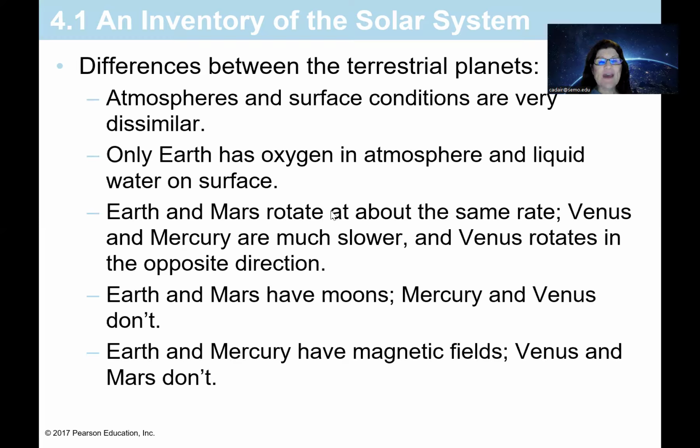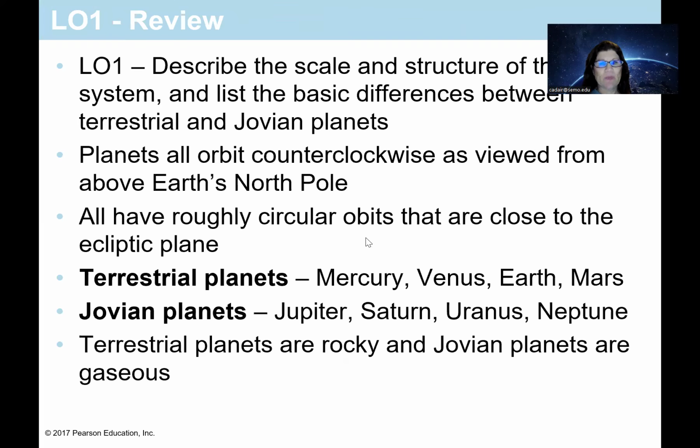Earth and Mars have moons, but Mercury and Venus don't. Earth and Mercury have magnetic fields, but Venus and Mars don't. So, all planets orbit counterclockwise as viewed from above Earth's North Pole.